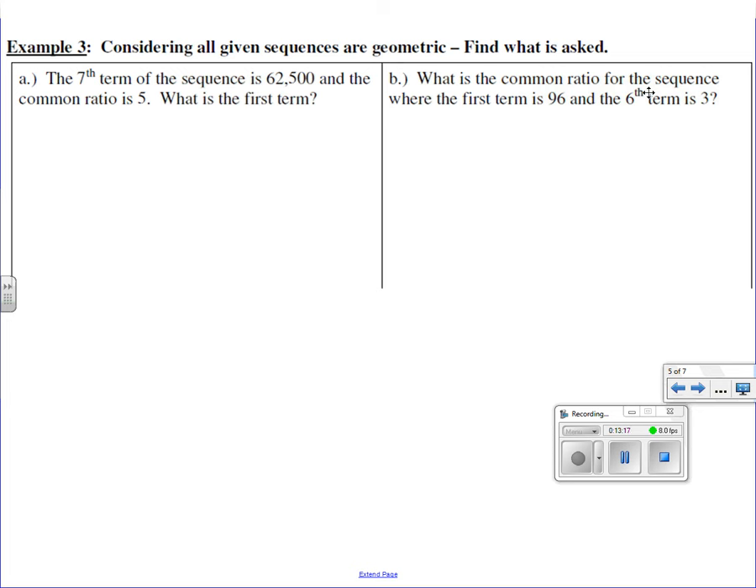How do we write that? Good. Jasmine, what's something else we know? Good. R is 5. All right, so we're going to use this formula right here because we have R. So, Jesse, do I know what goes in for AN? Very good. 62,500 goes in for AN.